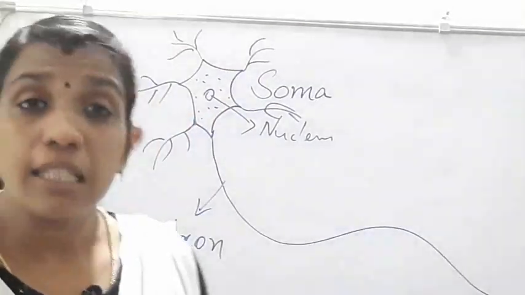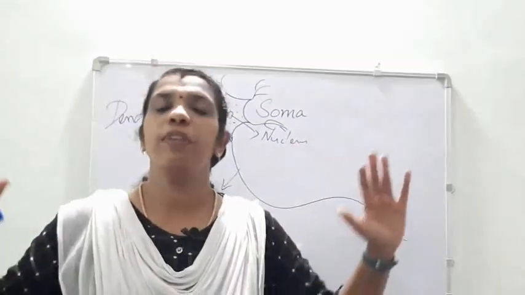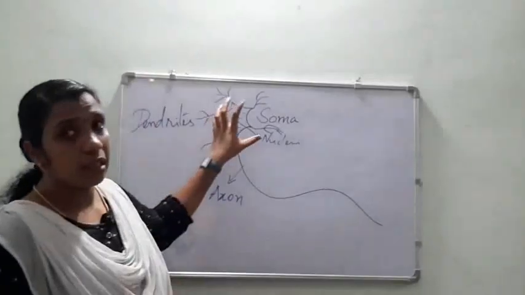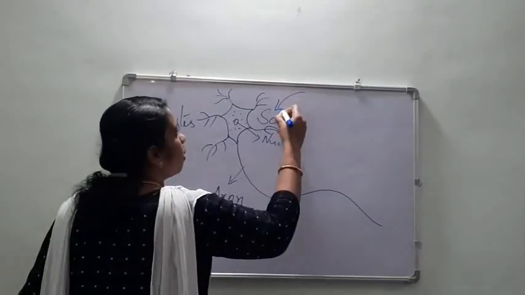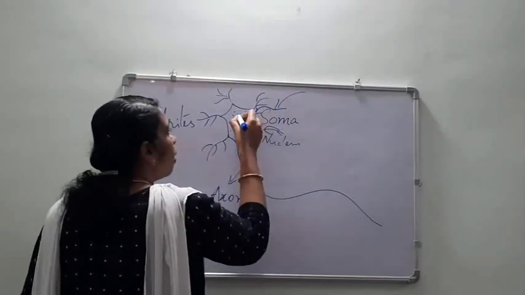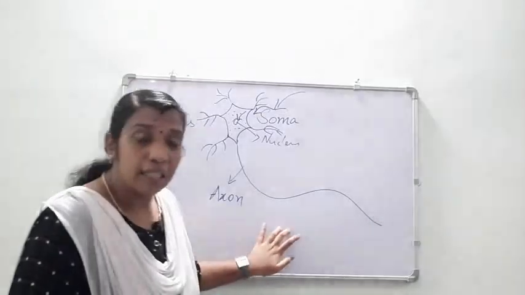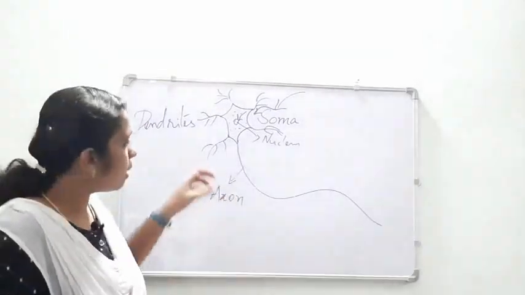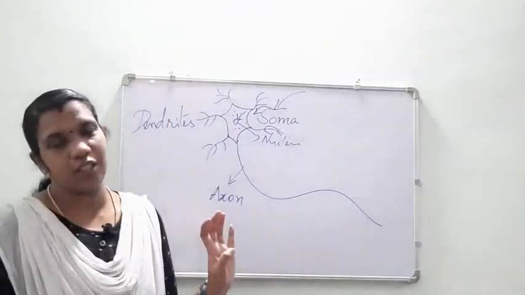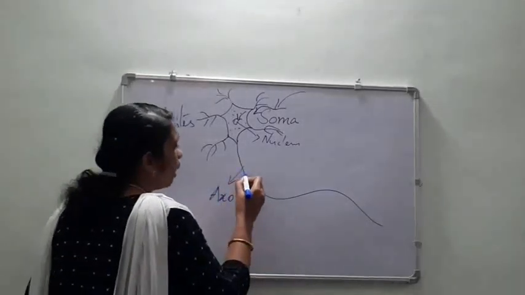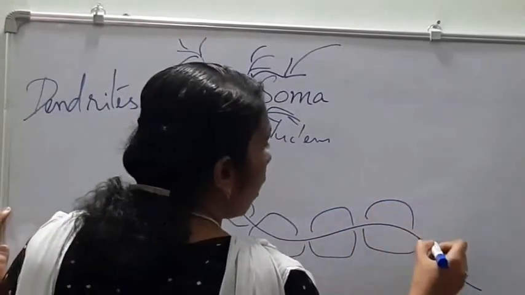The dendrite is responsible for receiving impulses from other nerves. The dendrite is the input source: impulses are received into the nerve cell by means of the dendrites. Then the axon is the output source. The impulses are transferred to other nerve cell bodies or to the muscles by means of the axon. The axon consists of a covering known as the myelin sheath.